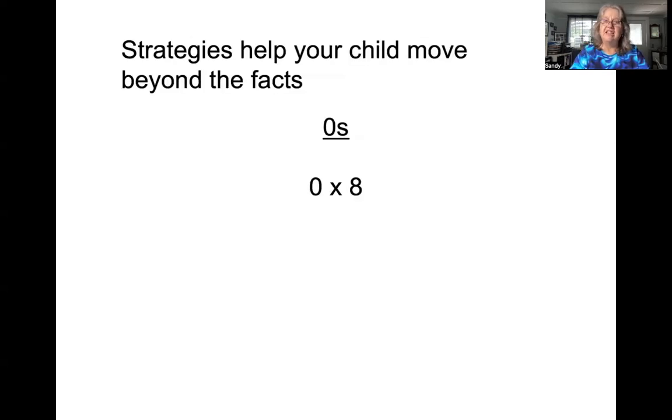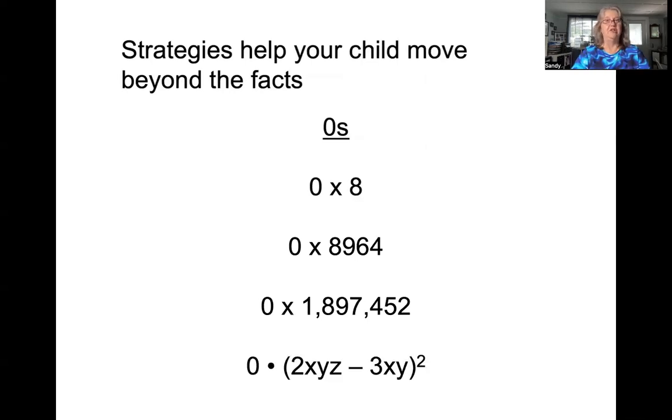The strategies, as I keep saying, help your child move beyond the fact. If I know 0 groups of 8 is 0, I can do 0 groups of 8,964 or 1,897,452, or this binomial down there. And I know some of your kids, they get so focused on when I see a binomial I'm supposed to square, I need to expand that, and they lose sight of the 0. See, I can put something as nasty as I want there, and as long as I group it and multiply by 0, the answer is 0.